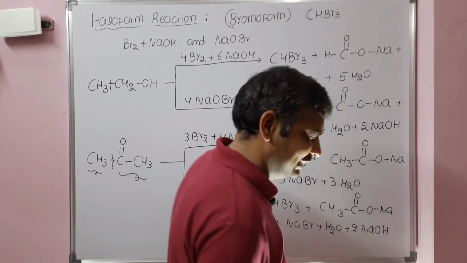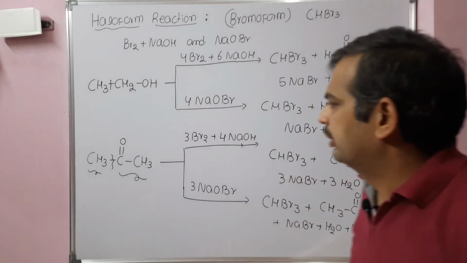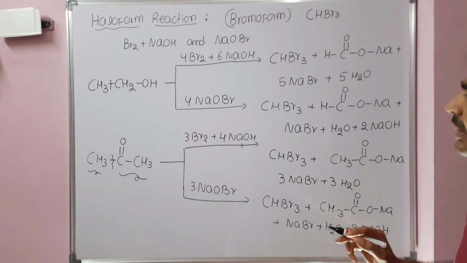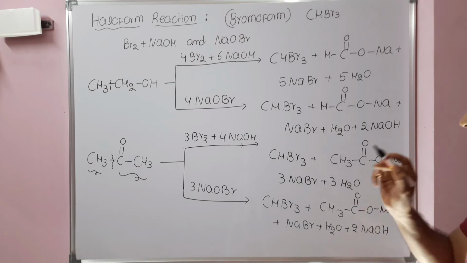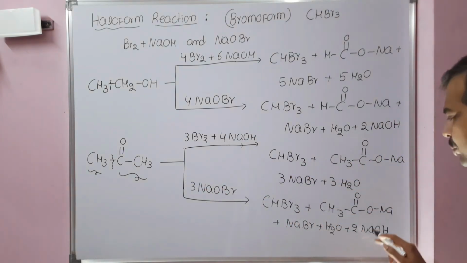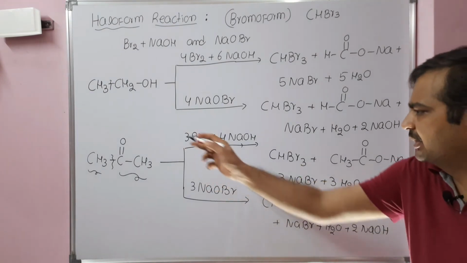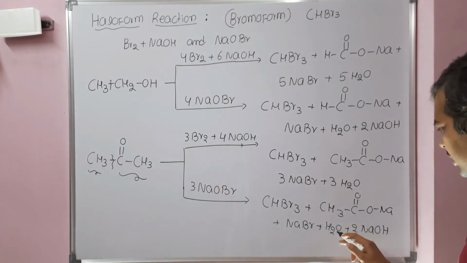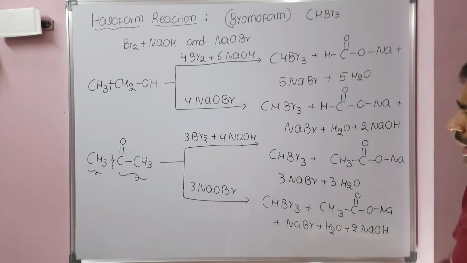Let's see whether the reaction is balanced or not. How many hydrogens? 3 plus 3, 6 hydrogens are there. In this reaction, 1 plus 4 plus 2, 6 hydrogens. How many oxygens? 3 plus 1, 4 oxygens, and 2 plus 3, 5. So how many oxygens? 3 plus 1, 4.